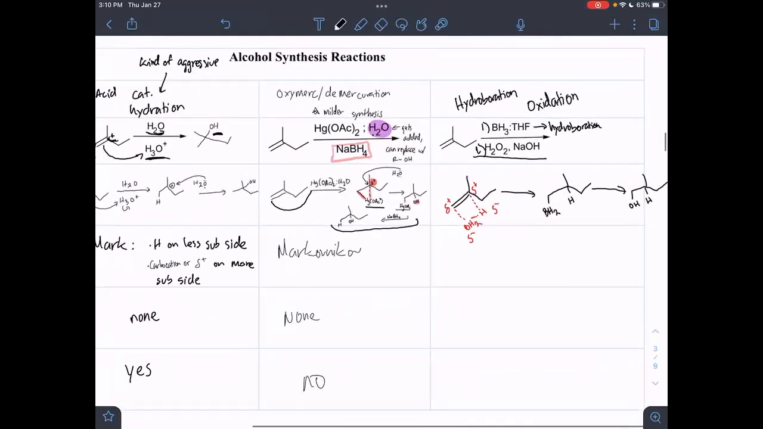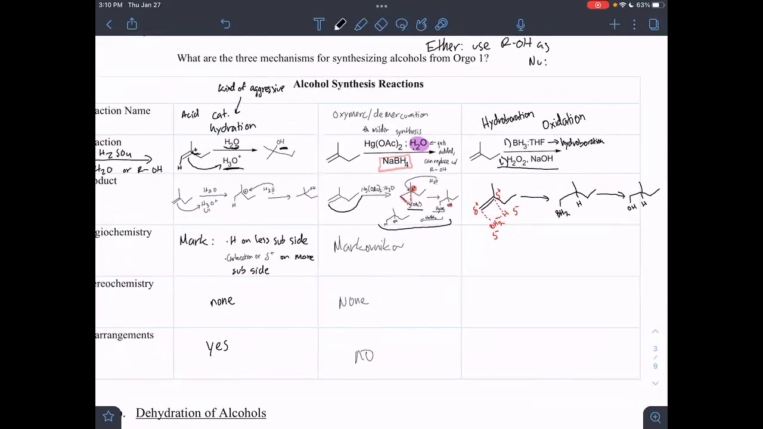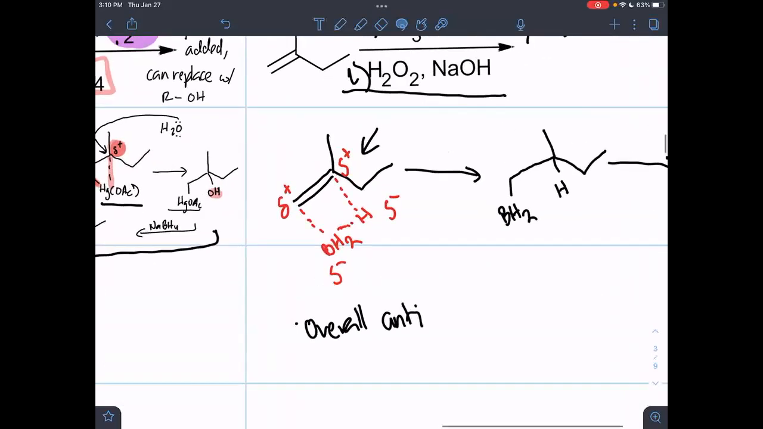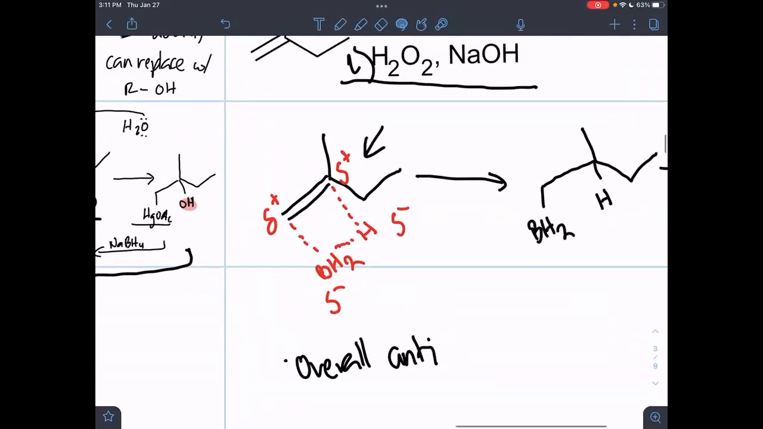But the regiochemistry, is it Markovnikov or anti? The overall product is anti, but this transition state is kind of pseudo Markovnikov. Can you explain one more time how it's pseudo, because it looks like the BH2 is still going to the less substituted carbon. Yeah, but with a Markovnikov reaction, what happens is the carbocation goes on the more substituted carbon. So because the partial positive is on the more substituted side of the alkene, that's what makes it kind of pseudo Markovnikov. Oh, yeah. I got it.